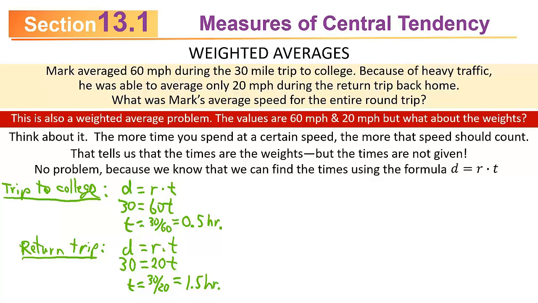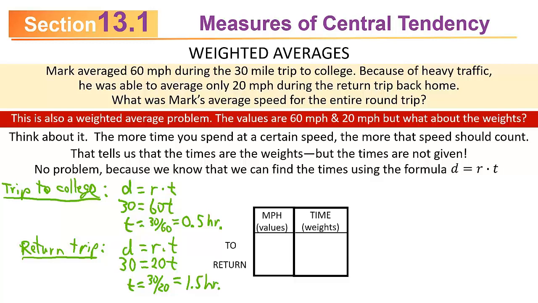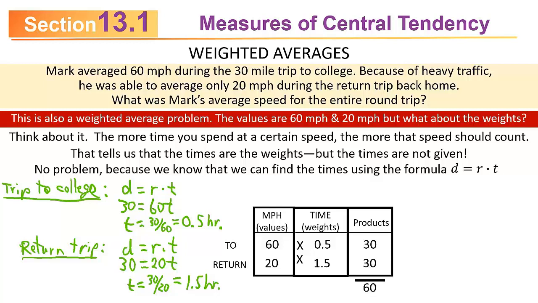So now we have the weights. We had the values to start with, the 60 and the 20, but now we have the weights, half an hour and 1.5 hours. So we build our table. The values are the miles per hour, that's 60 and 20. The times are the weights, that's half an hour and 1.5 hours. Once you set the table up, you take the product of 60 and a half, which is 30, and 20 times 1.5, which happens to also be 30.